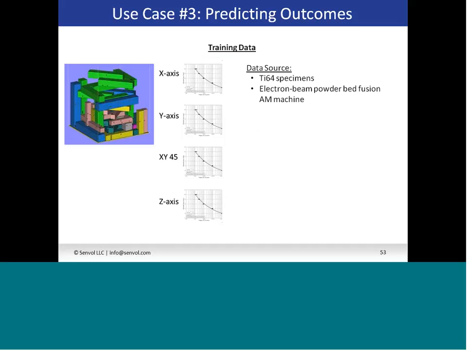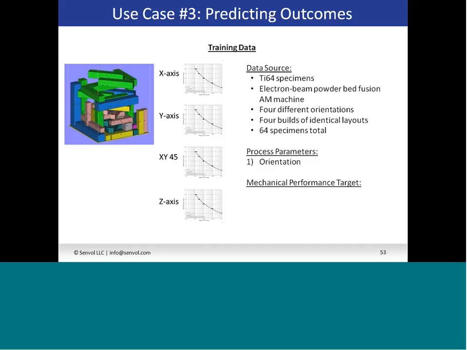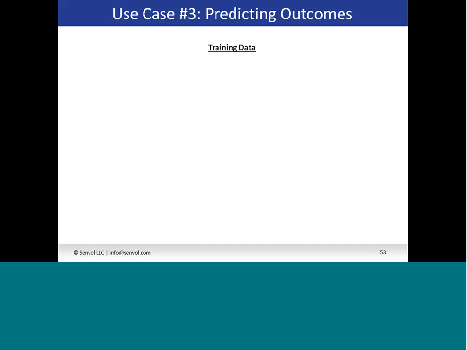We had 4 different orientations that we varied. There was X, Y, XY 45 degrees, and Z. We had 4 builds, and that yielded us 64 total specimens. Again, the process parameter we varied was orientation. And the mechanical performance target that we are predicting is fatigue life.